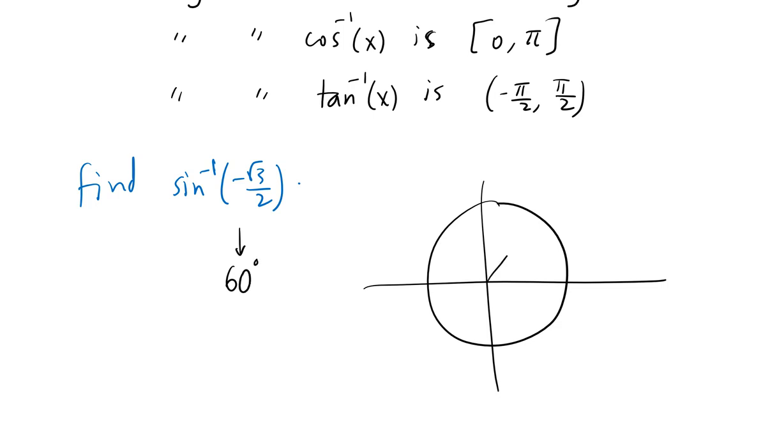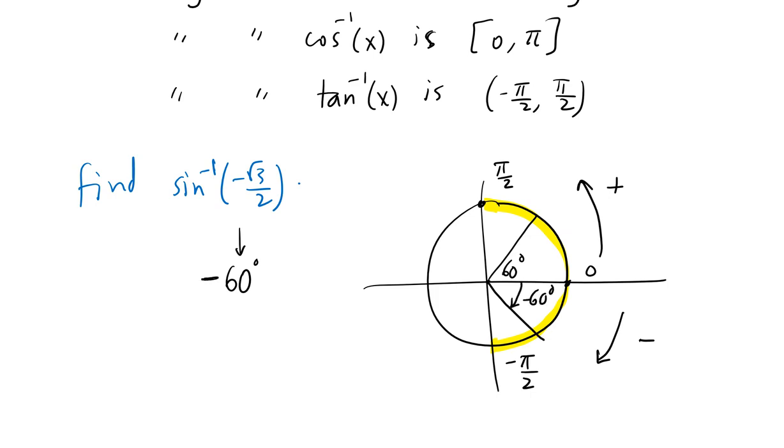So 60 degrees here. Remember, sine inverse can only work from negative pi over 2 to pi over 2. So you can only be from this point to this. Keep in mind, this is always the positive direction. That's the negative direction. Since the angle is negative, it's going to be here. It's negative 60 degrees. So the answer is negative 60 degrees, or you can say negative pi over 3 radians.